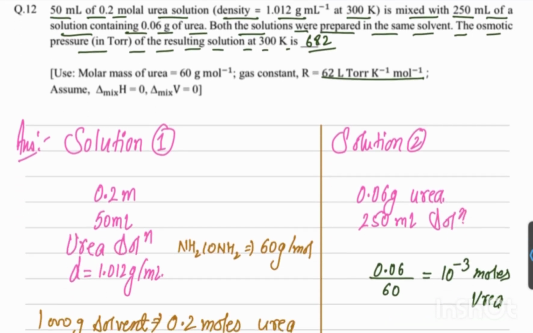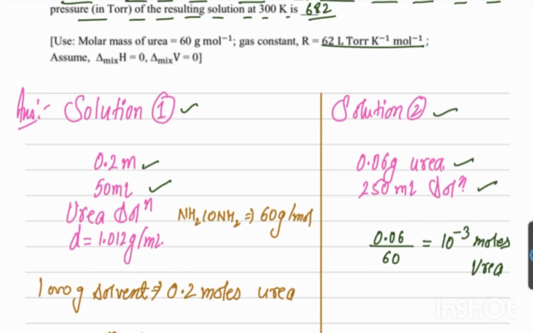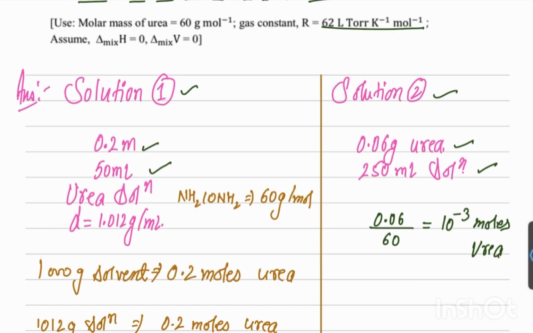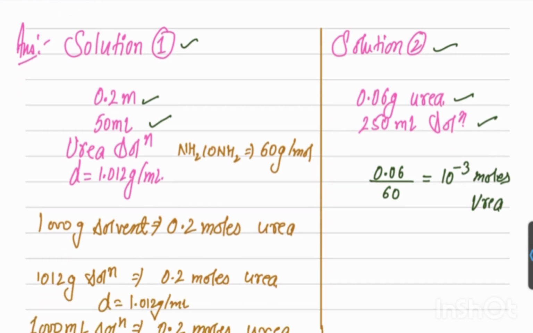So how to do this question? We have two solutions, solution 1 and solution 2. Solution 1 has a concentration of 0.2 molar and solution 2 has 0.06 gram of urea in 250 ml of solution. Here 50 ml of the solution is present. So it is also a urea solution and density is given. Urea has a molar mass of 60 gram per mole, and from this data we can calculate the moles of urea as 10 raised to the minus 3 moles.